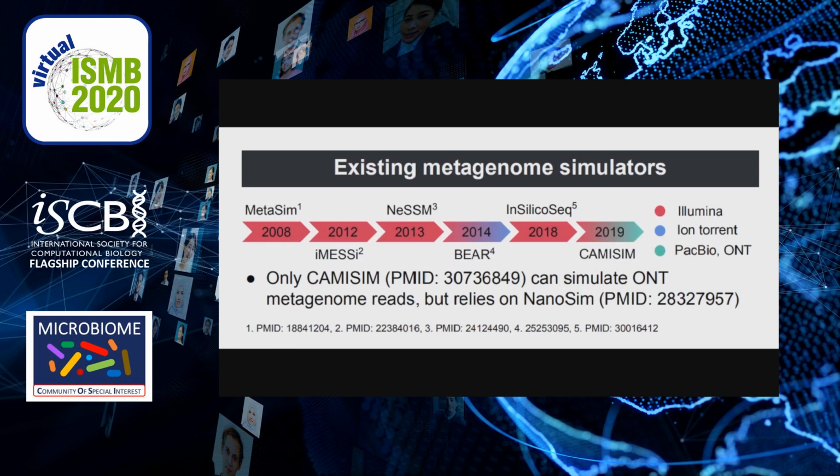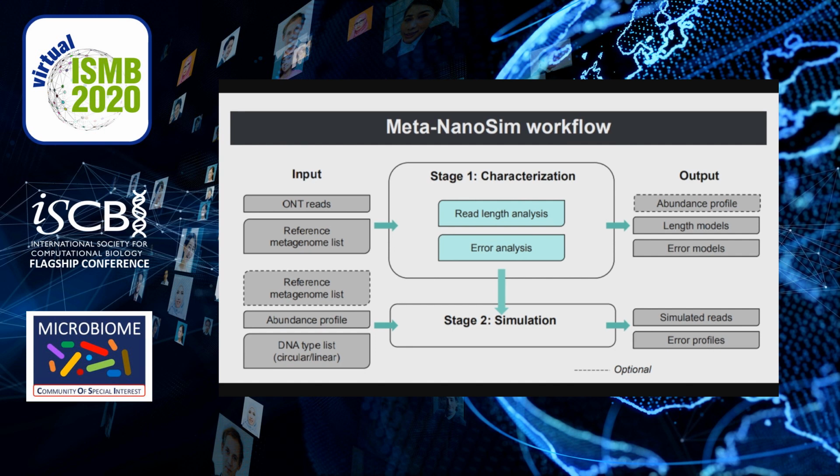Shown here are a couple of metagenome simulators that have been developed in the past few years, where the color of the arrows indicates a sequencing platform. As you can see, there's only one tool, MBARC, that's capable of simulating ONT metagenome reads. However, it relies on NanoSim, an ONT read simulator developed by our lab, to generate read profiles and simulate reads. Here, we introduce Meta-NanoSim, which, as I mentioned earlier, is an ONT metagenome simulator that's implemented in Python.